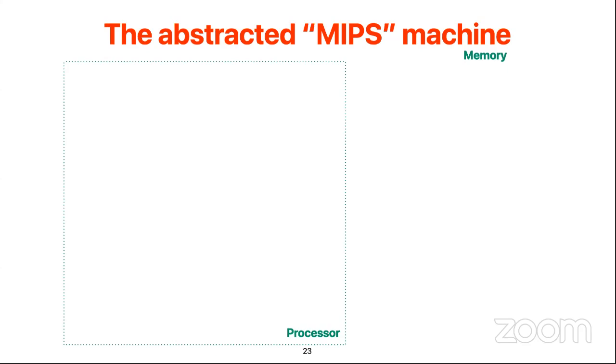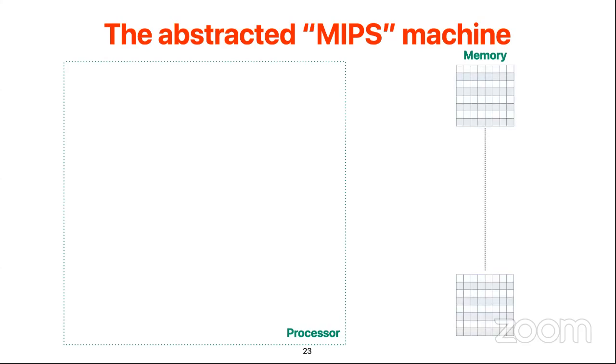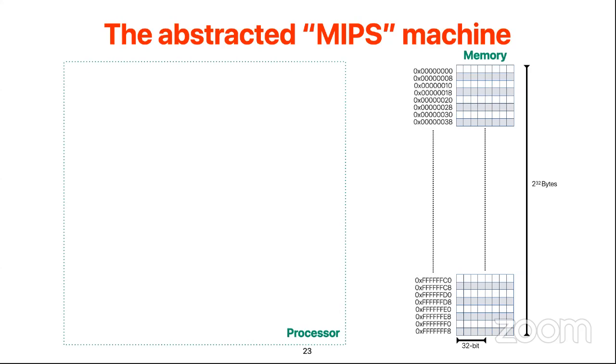So for the memory, the MIPS instruction set architecture is using byte addressing, and it allows the program to use up to 2 to the 32 bytes of memory. So you will have addresses starting from 0 to 2 to the 32 minus 1. And each of the addresses is a byte address.